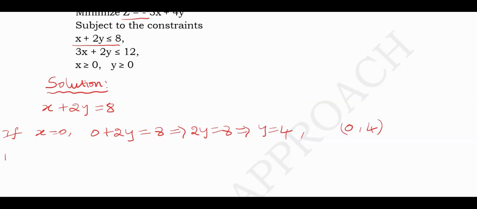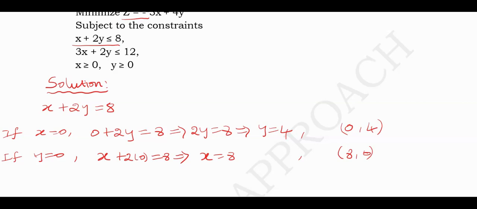If we give y is equal to 0 in the above equation, then we will have x plus 2 into 0 which is equal to 8. From this, x is equal to 8. We have the point 8, 0. X is 8, y is 0.